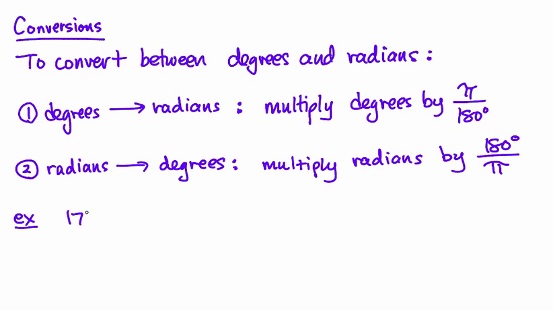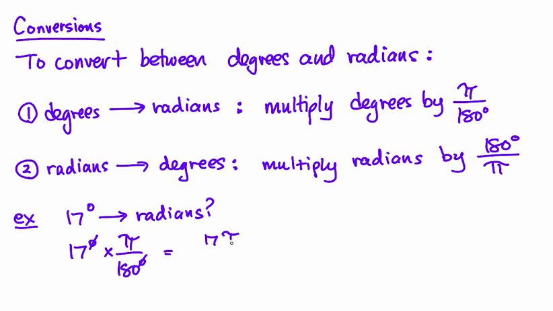So if I have 17 degrees, how do I make that into radians? Well, first of all, I take 17 degrees and I multiply that by pi divided by 180 degrees, and you'll notice that the degrees cancel each other out, and you get 17 times pi divided by 180. If you want to estimate what that's worth, you can grab a calculator and do that. And to 2 decimal places, it's 0.30. Let's take a look at another example of this.